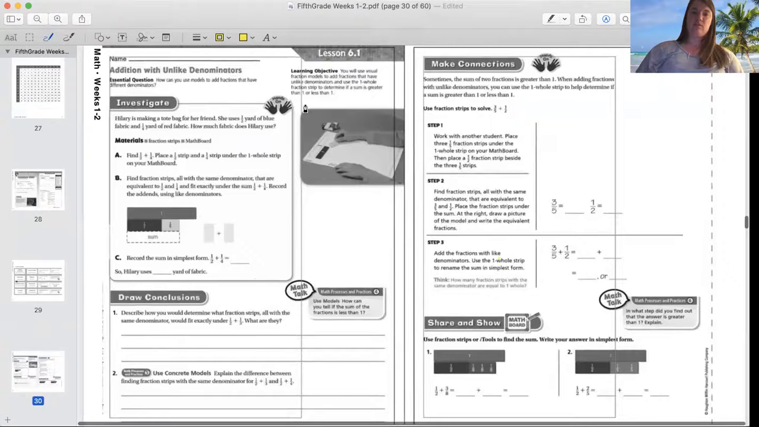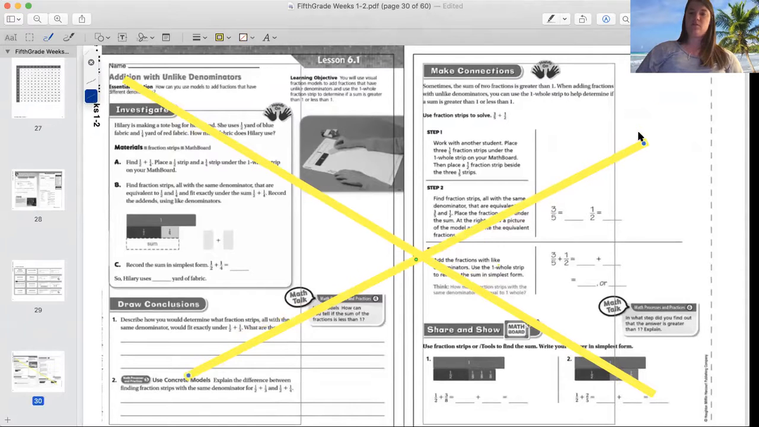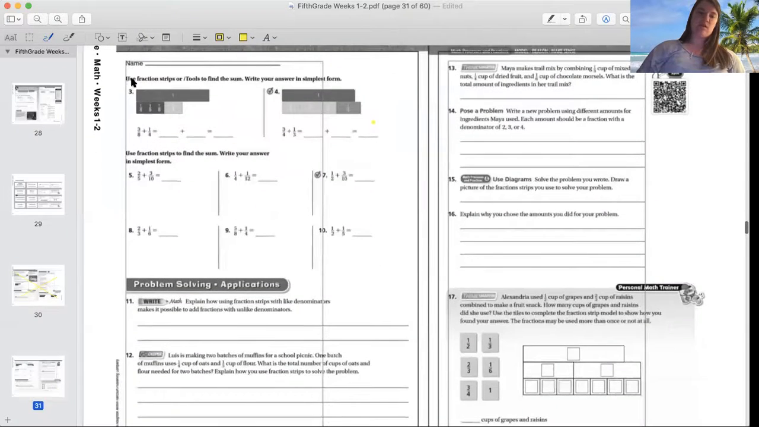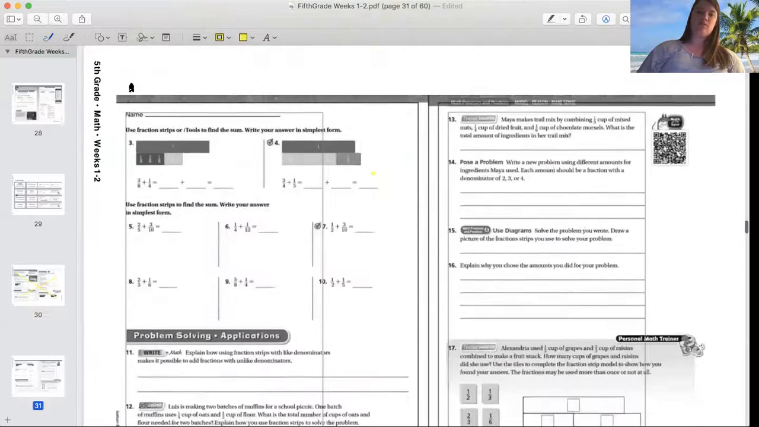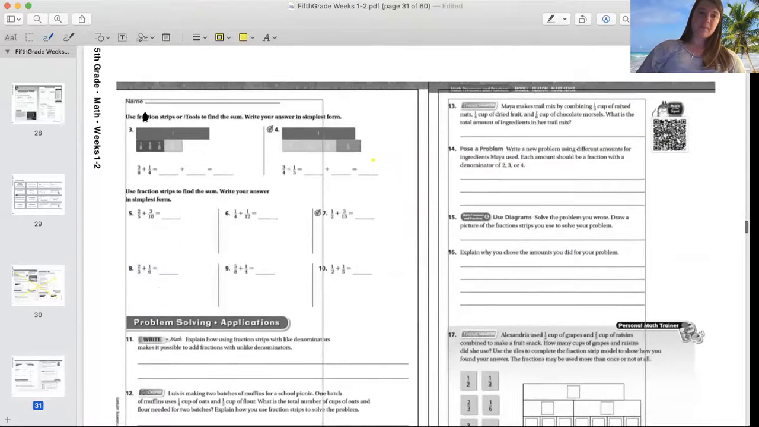Honestly, this is where lesson 6-1 begins. And I'm going to tell you right now that I suggest we just cross out this page because it's going to be more confusing for you. And then on this next page, skip right past that, but turn to this page. I think it's 29 in your book. And we're not going to worry about 3 and 4 for now.